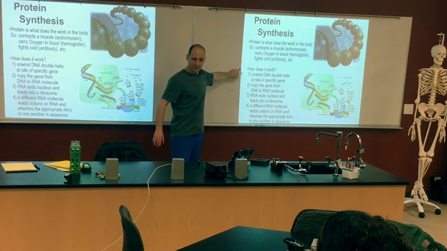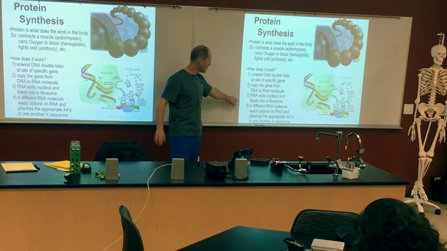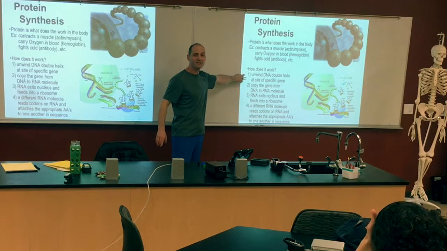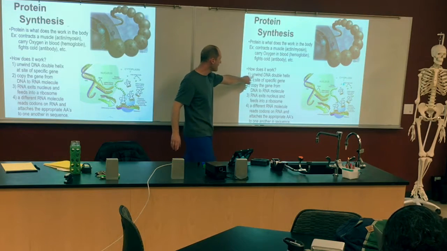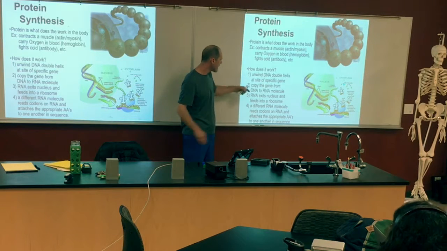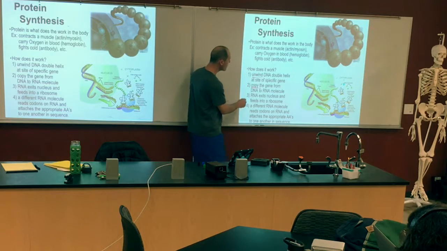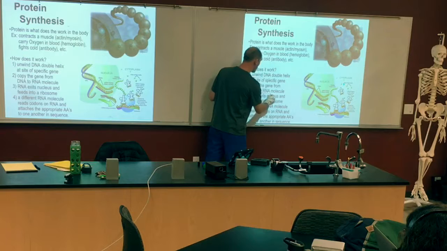Let's make a protein. Let's figure it out. These are the steps. First, you need to find the DNA sequence. You need to unbind that DNA double helix where the specific gene is. Then you need to make a copy. So first you need to unbind the DNA. Then you need to make a copy of that gene, and you make that from a DNA to an RNA molecule.